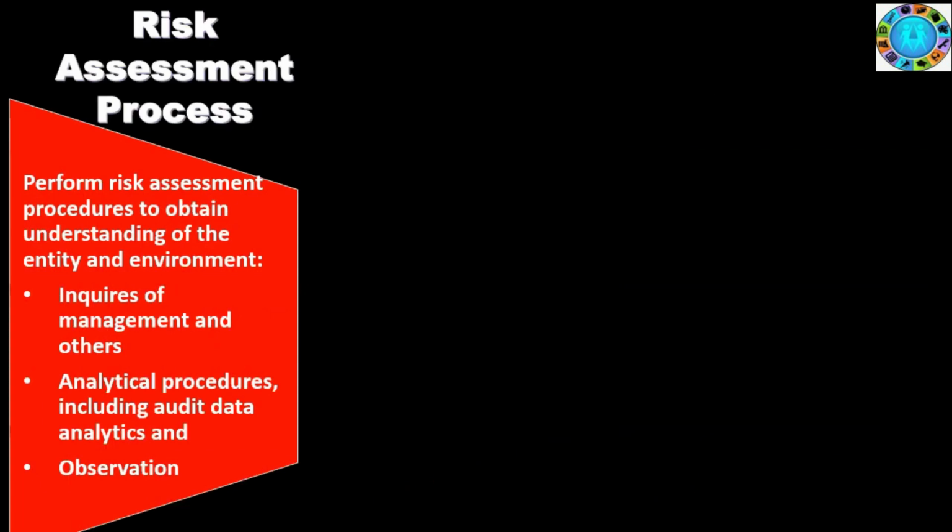So risk assessment process: perform risk assessment procedures to obtain understanding of the entity and environment. So we're going to have procedures to do this, including inquiries of management and others. We have the analytical procedures, including audit data and analytics, and observations. So obviously, to understand this, we're going to have inquiries. We're going to ask management key components of the organization. We're then going to do analytical procedures.